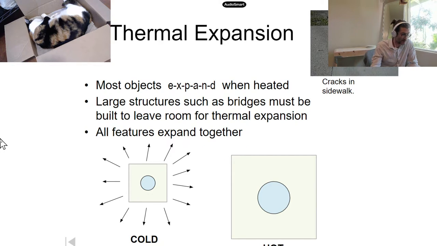And it's convenient then that all the features will expand together, and the hot object will have the same proportions as the cold object. So we can end up designing for that and make things expand safely and contract and still be a bridge.